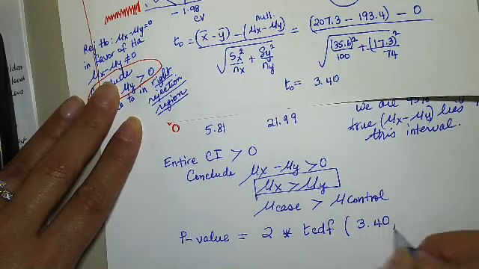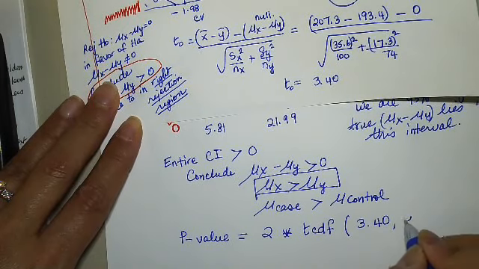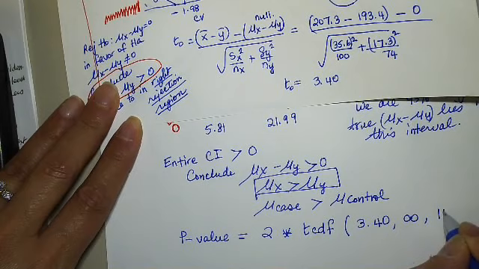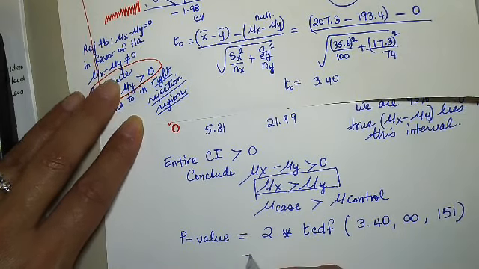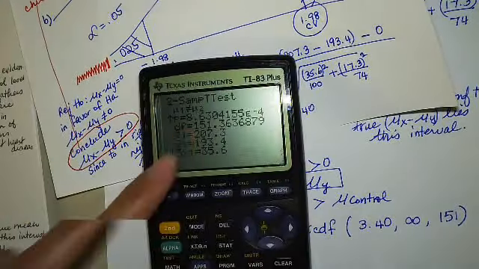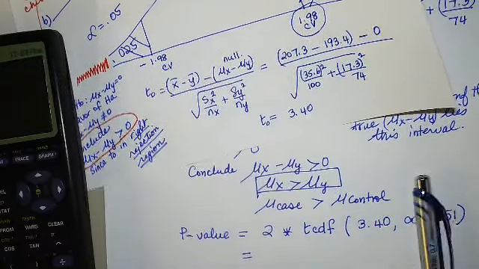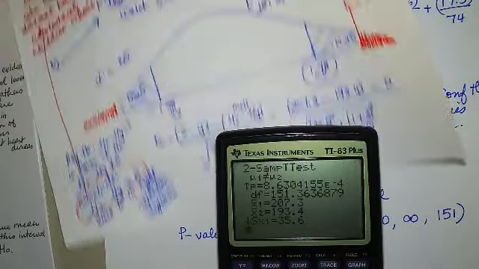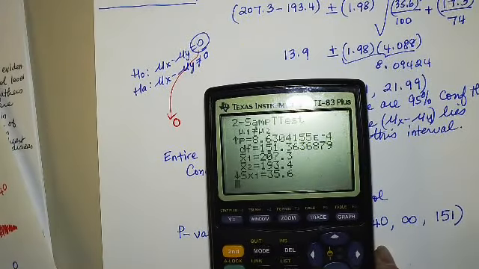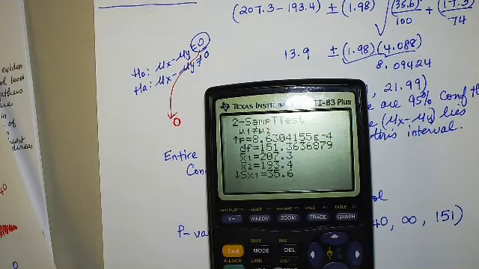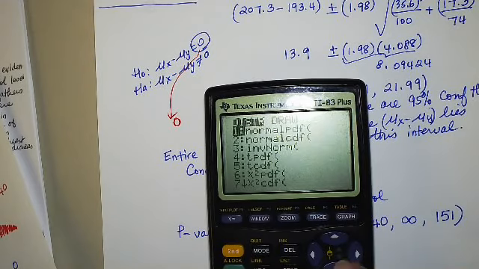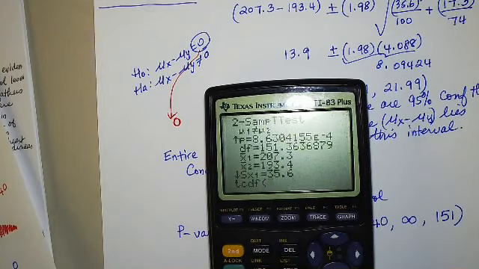So to find the p-value, equals 2 times t-CDF. Left endpoint is 3.40. Right endpoint is infinity. And degrees of freedom are 151. So when I do that, I'm hoping to get the same number, 8.63 times 10 to the negative 4. So let's put this where you can see it and do it.